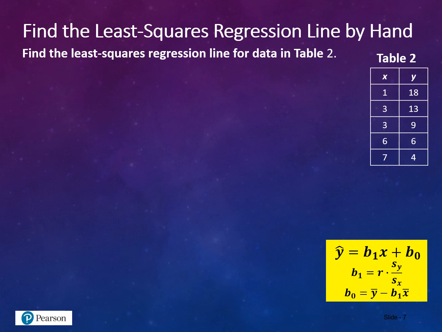Find the least squares regression line by hand. Find the least squares regression line for data in Table 2. And I've given you all the formulas down there in the bottom on the right, which should also be in your notes.